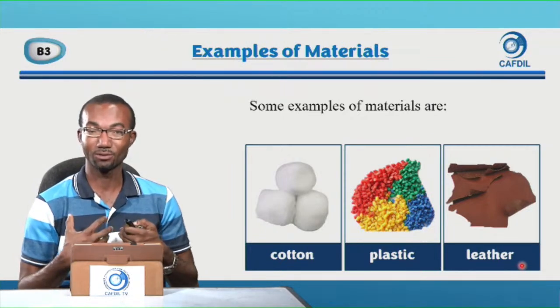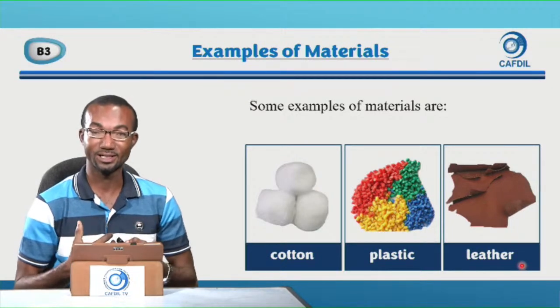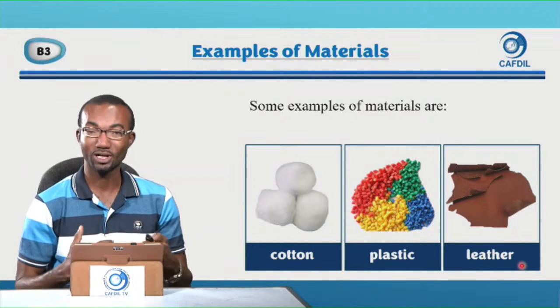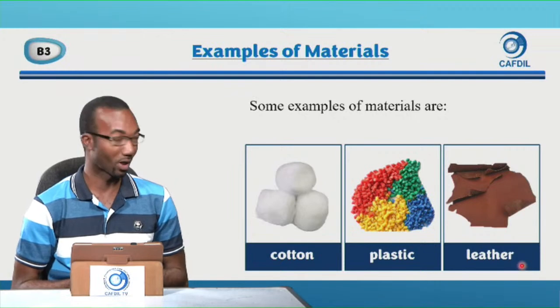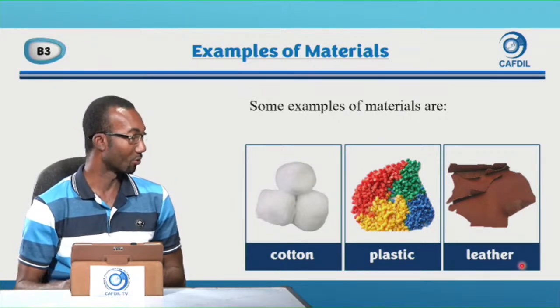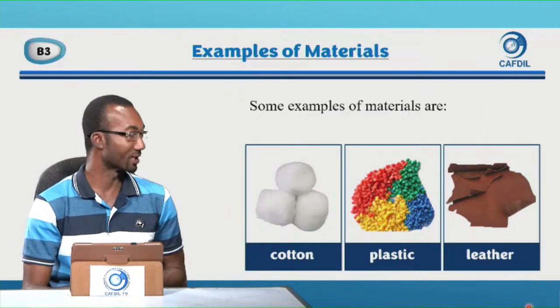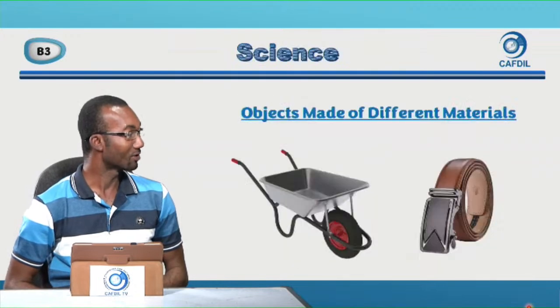So even the clothes that you are wearing right now, either a shirt or a t-shirt, a skirt, trousers, you see that it is made up of more than one material. So cotton, plastic, leather, they are all examples of materials around us.